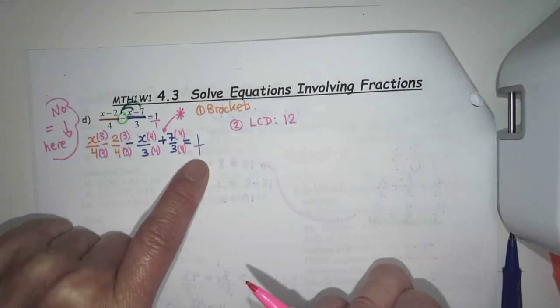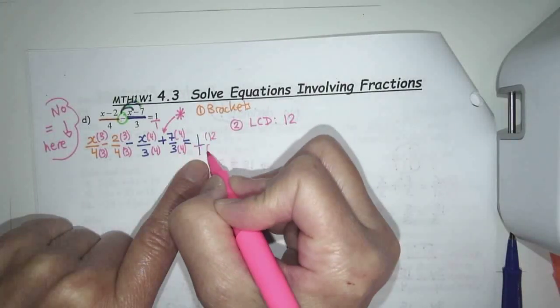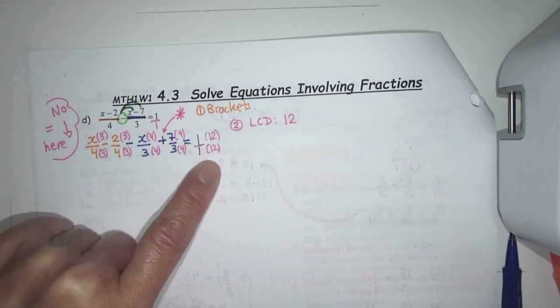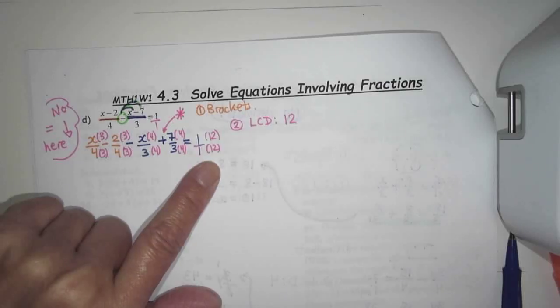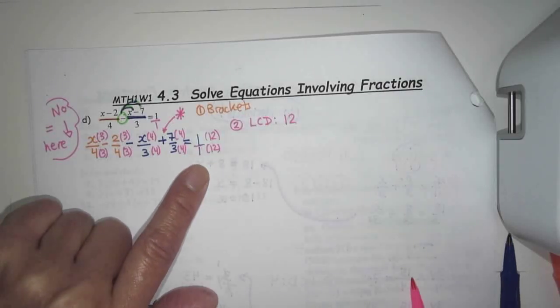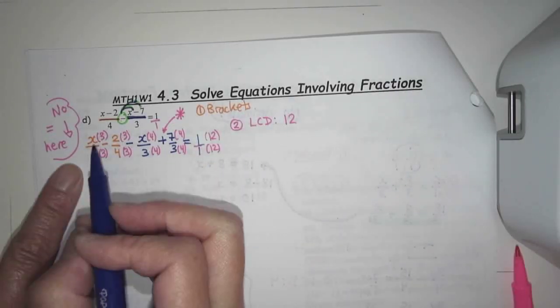And this one, I want to multiply that term by 12. So it gets 12 on the bottom. Right, so it doesn't have to be just 2. It can have different denominators all over the place. So now let's keep going.